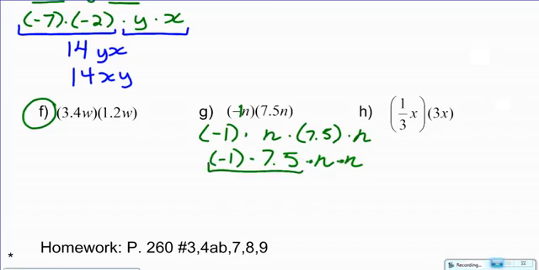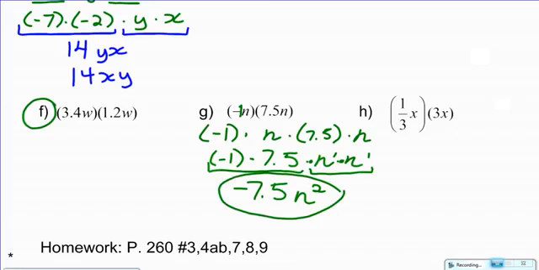So numbers with numbers, negative 1 times 7.5 becomes negative 7.5. N times n, they are the same base. They each have an exponent of 1, so that becomes n to the power of 2. So together it makes negative 7.5 n squared. Looking at h. So for h, we have 1/3 x times 3x. So 1/3 times x times 3 times x.